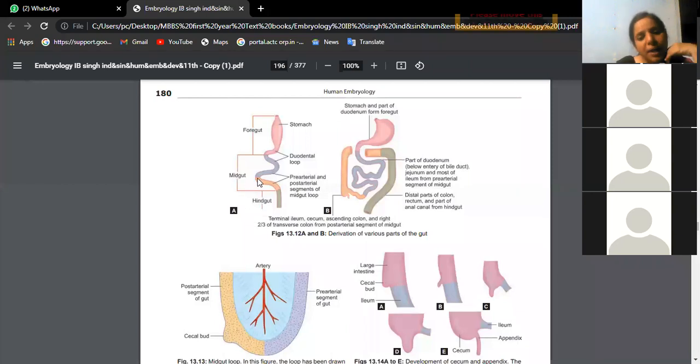See, above the artery, this area is called the pre-arterial segment. Which color is used for pre-arterial? Blue color. Below the artery, what is the name of the segment? Niharika? Rohita? Niharika?